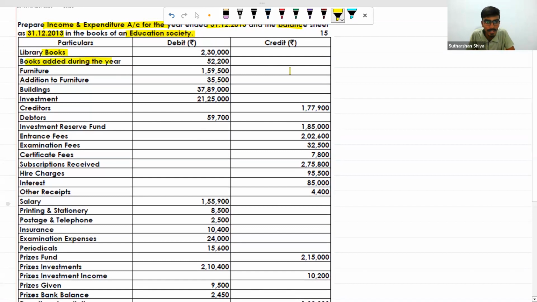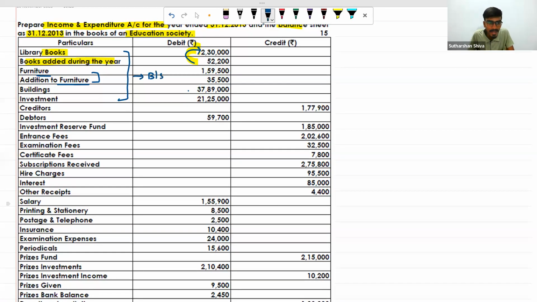Books added during the year is nothing but the books we have purchased. The purchases should be added to this part. Furniture, addition to furniture, both should be matched. Buildings they have given, investments they have given. All these things will go to my balance sheet.